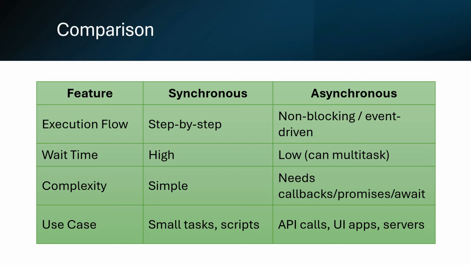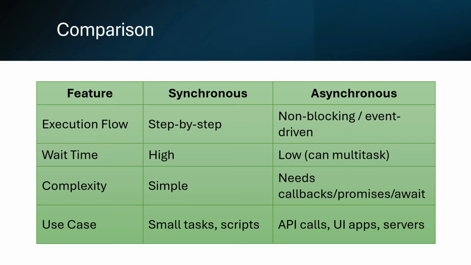Let's compare both the styles head to head to see how they differ in real world coding. First one is execution flow. Synchronous runs step by step, one task finishes before the next one. Asynchronous is event driven, allowing tasks to progress without waiting, enabling parallel operations. Wait time is the next one. In synchronous code, the wait time is high because each task blocks the next one. Asynchronous allows you to multitask, reducing the idle time.